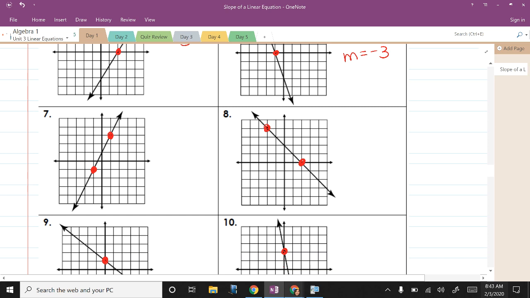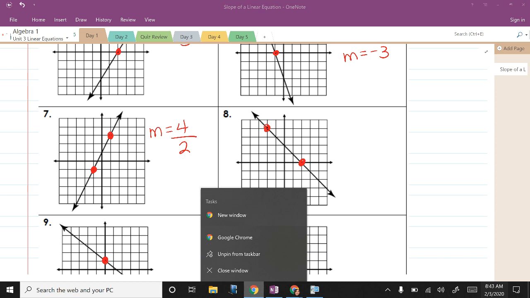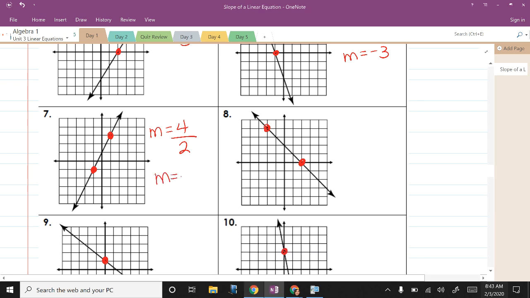All right, number 7. Now, y'all, something to keep in mind. Always start with the left point and go to the point on the right. Left to right. This one comes first, then this one. Does that make sense? Okay. On number 7, do you rise up or down? How many? And to the right, how many? Does that reduce? So the slope is 2 or 2 over 1. Raise your hand if you got m equals 2 or 2 over 1.